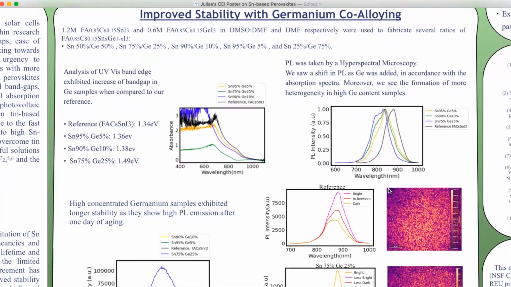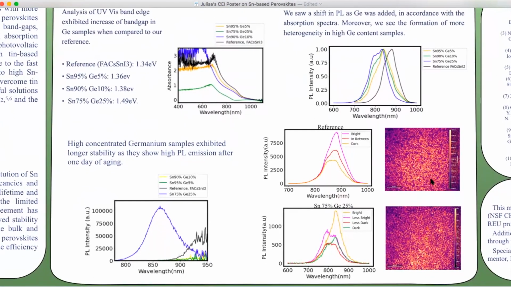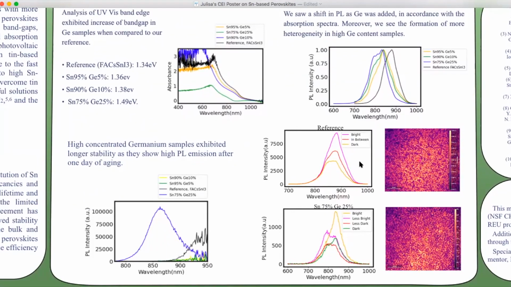To look at the difference between emission and morphology in tin-germanium alloy perovskites and the reference, we looked at the films under hyperspectral microscopy. And so compared to our reference, samples which contained germanium showed areas of blue shifts in emission, meaning that there was a higher concentration of germanium in some areas of the film and therefore higher heterogeneity.